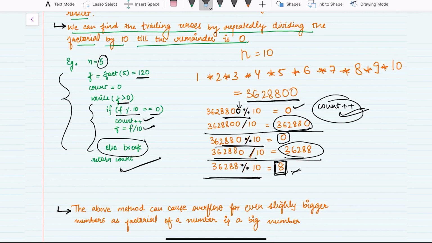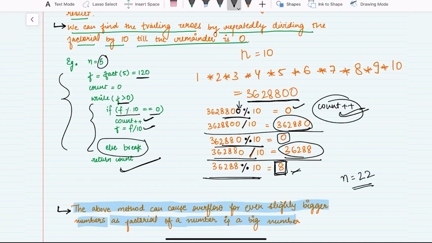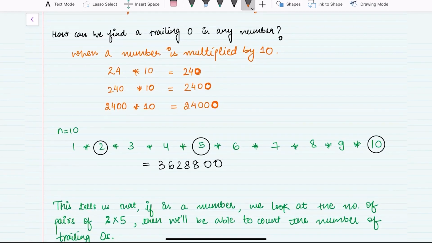But the problem with this approach is that the above method can cause overflow for even slightly bigger numbers, as the factorial of a number is a big number. So even if the number is as small as, let's say, 22, then it's going to cause overflow because the factorial of even a small number is so big that it is certain to cause overflow, right? Therefore, this method is not the appropriate one. So what should we do now? Let's see what is a better approach.